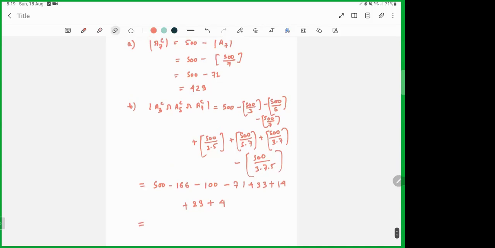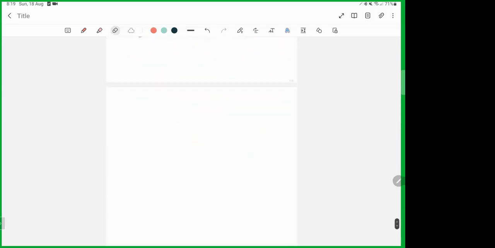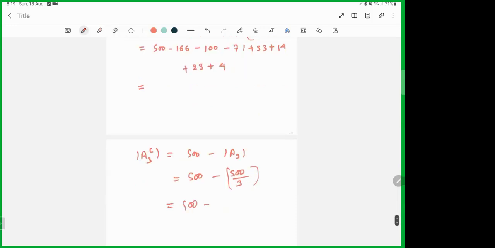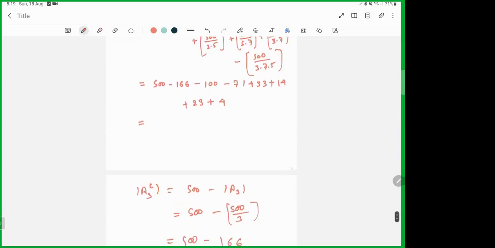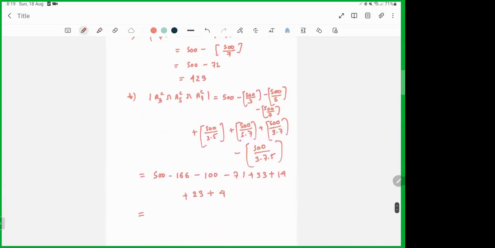So A3 complement will be basically 500 minus the cardinality of A3. So the cardinality of A3 will be 500 greatest integer function of 500 by 3. So this is what? 3 ones are 3, 6, 166. So this will be somewhat this number.